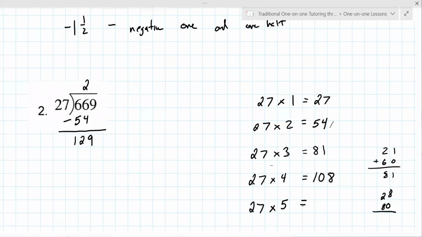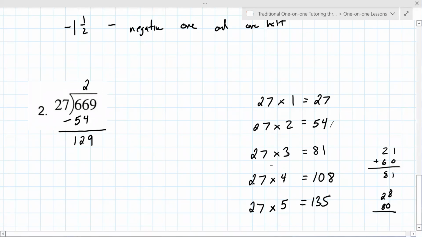$135. Yes, exactly. So we know for sure that it's between 4 and 5. So we'll put a 4 here. 4 times 27 is 108. You subtract and get 21. So remainder of 21. And then we check.